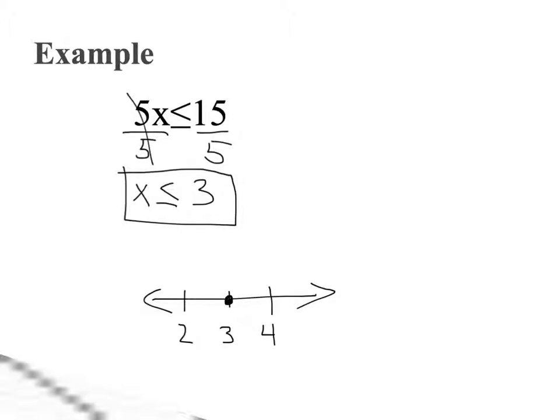And then we look at the two numbers. If I plug in a 2, is 2 less than 3? Yes, it is. So I shade in the direction of 2. And there I graphed my single-step inequality. Again, we solve it first, and then we graph it.